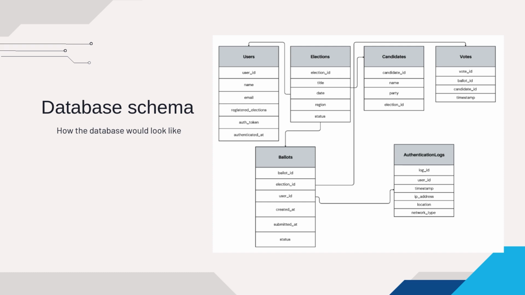Next, we have the database schema. We will be using around 6 databases: a user's database, elections, candidates, votes, ballots, and authentication logins. So for users, this will hold their first and last name, their social security number, which will be their user ID, their registered voting party, along with the email.